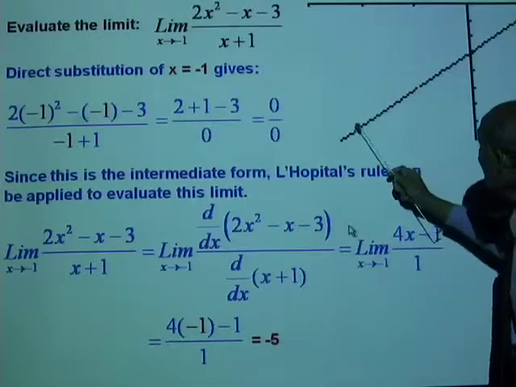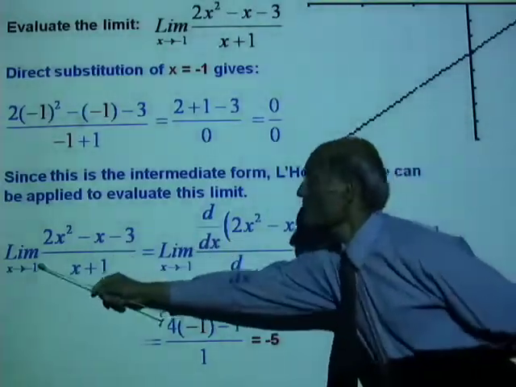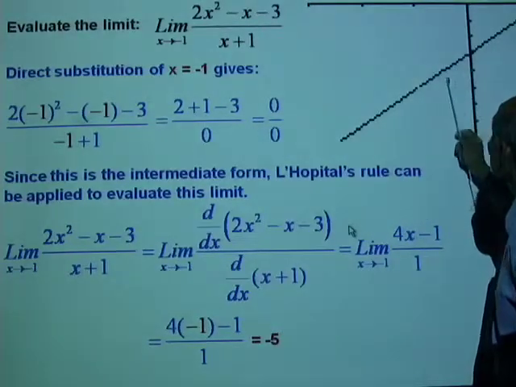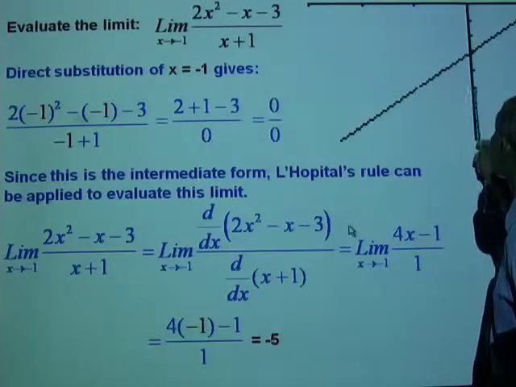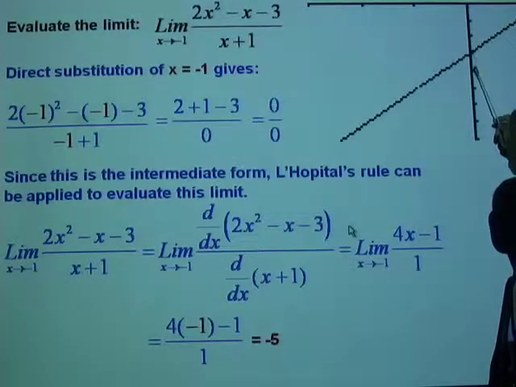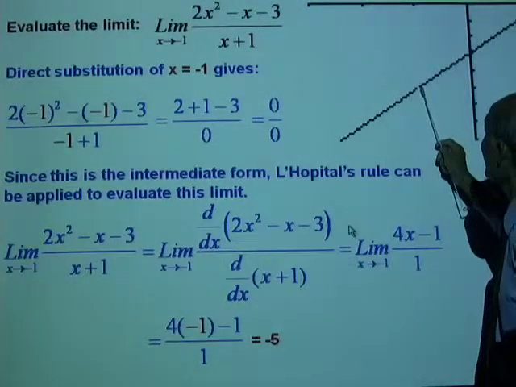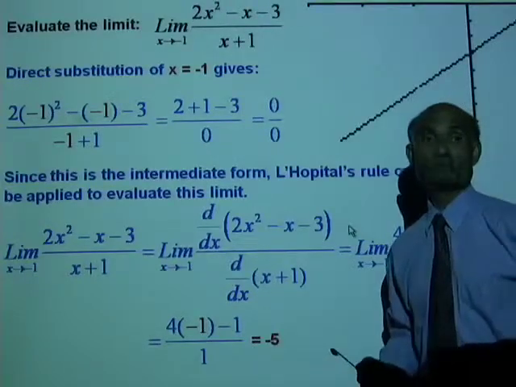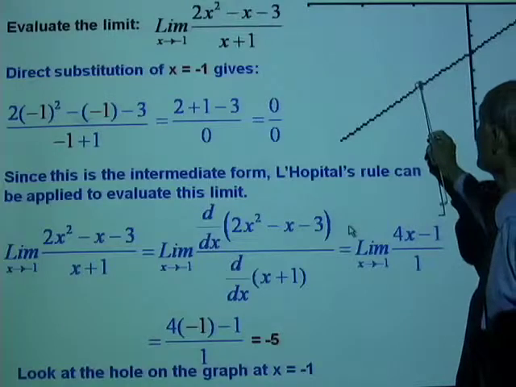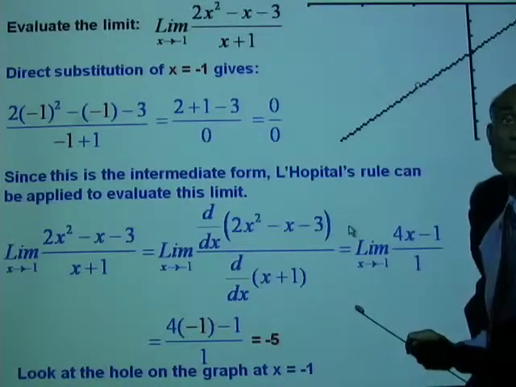But the limit as x approaches negative 1 from the left as well as from the right, that limiting value is negative 5. That's the limiting value there. Alright, and I've shown you that hole in there.